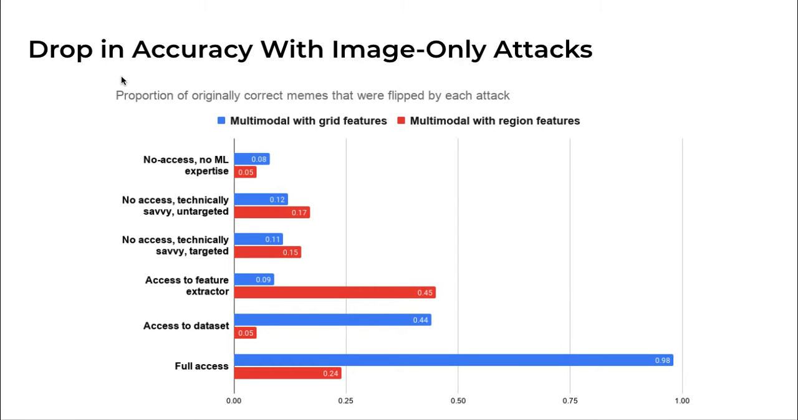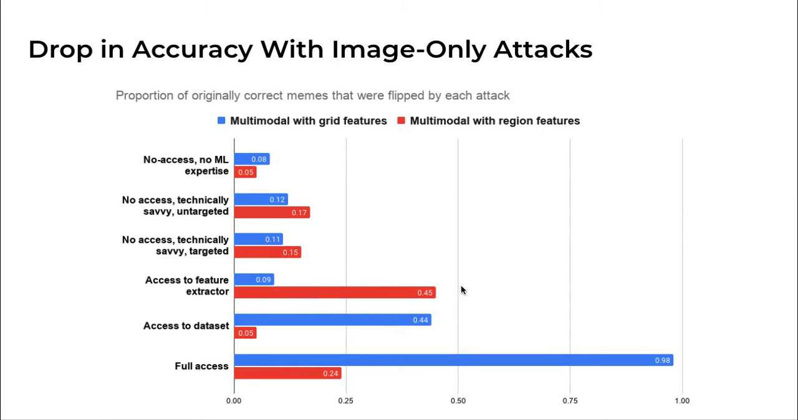Okay, so here are the results. Let's start with these fully black box, no access, no ML expertise models, which only achieve up to 5 or 8% accuracy. On the other end of the spectrum, full access attacks can achieve up to 98% accuracy when attacking grid feature models.